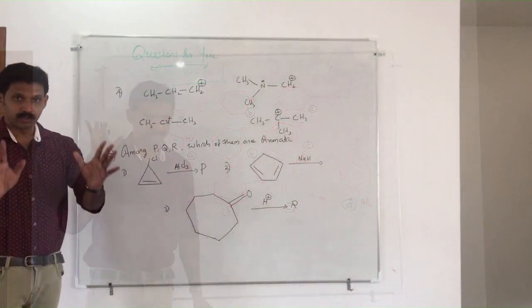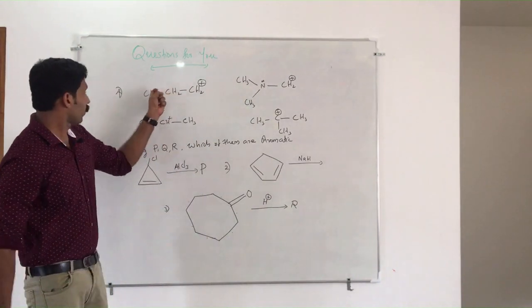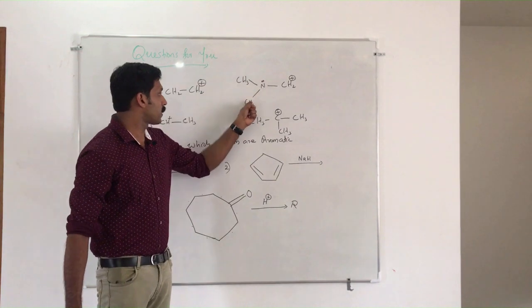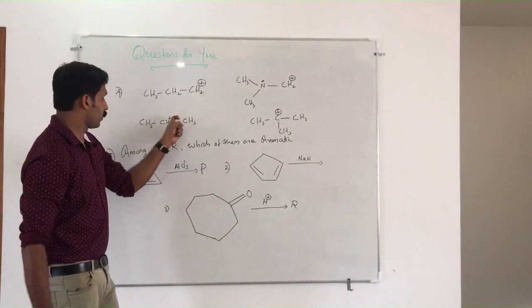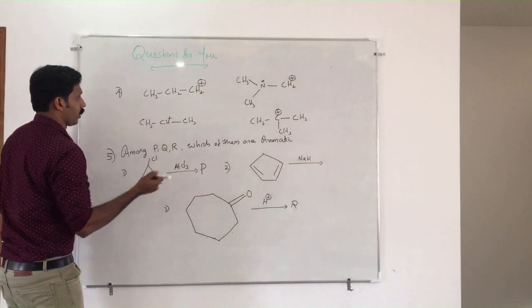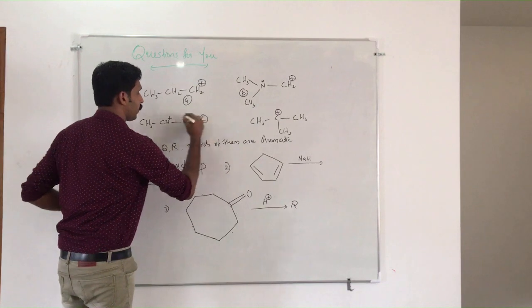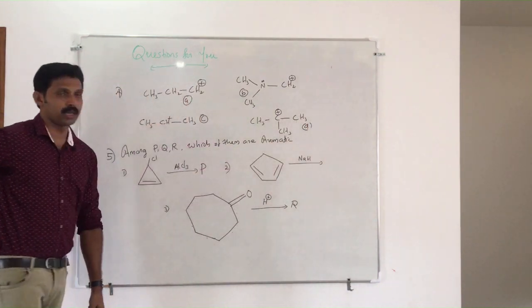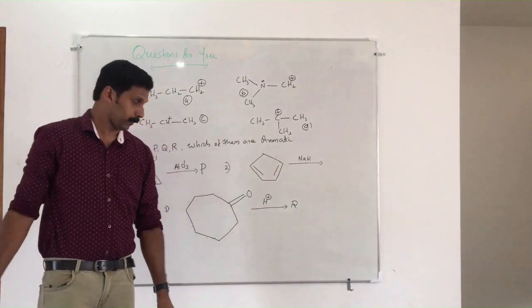Okay. Fourth question for you. Tertiary, secondary, secondary plus. Tertiary, secondary plus. This is A, this is B, this is C, this is D. Tertiary butyl carbocations. Arrange them in the order of stability.